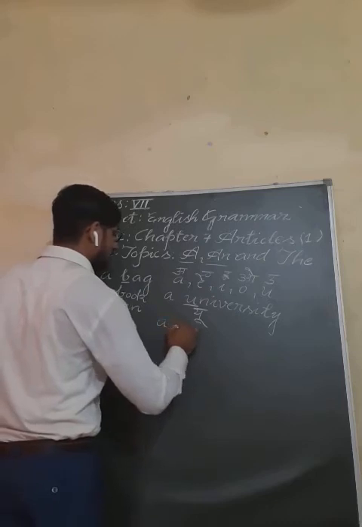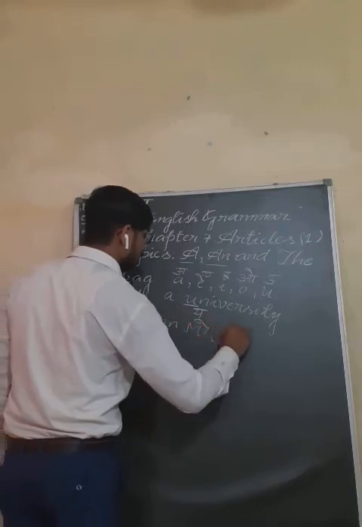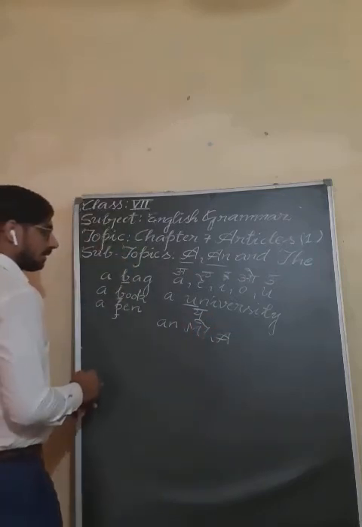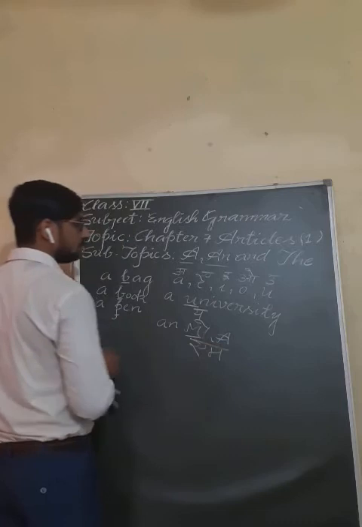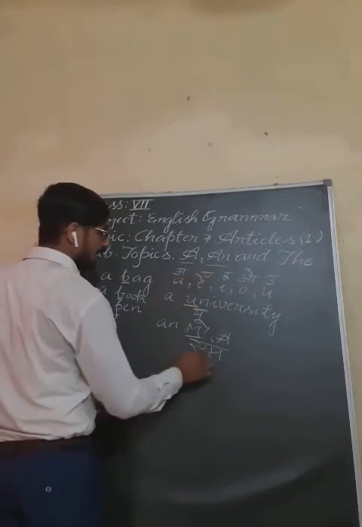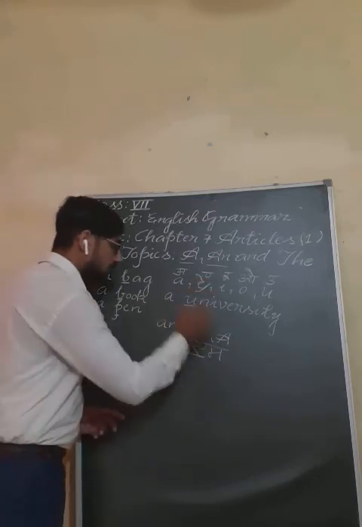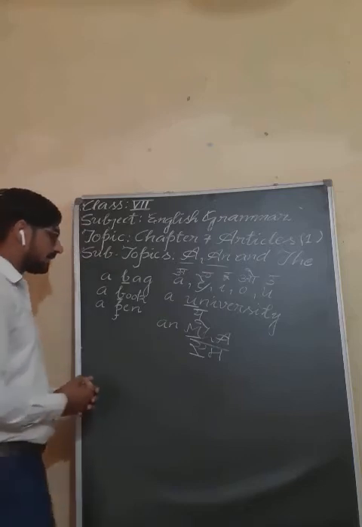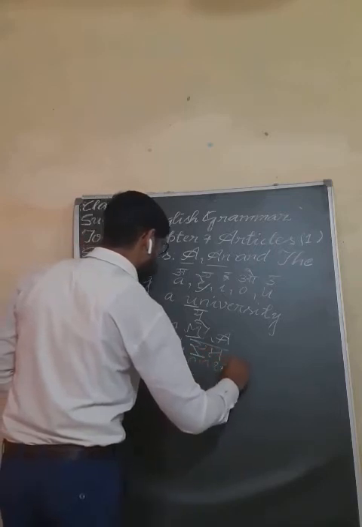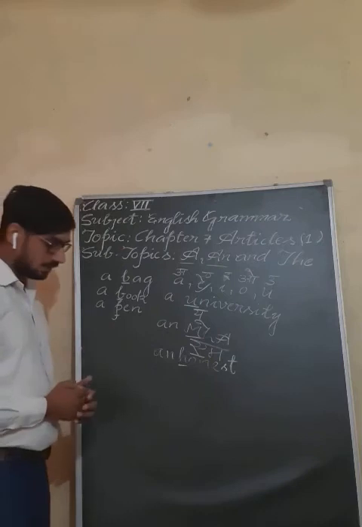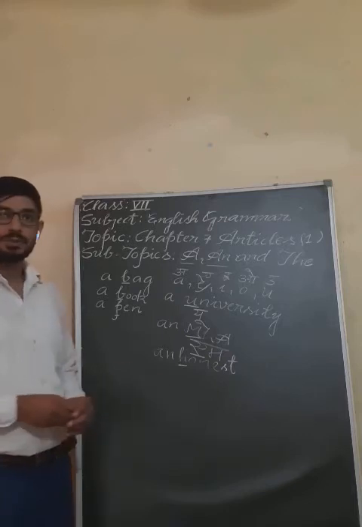Understand? Second example. You are getting here an MLA. Here you are getting M, and according to you, whatever I have written here, the sound of A is what? Vowel sound. So here you will use an MLA. Let us look at more examples. And an honest. Here you are getting H, but the pronunciation is honest. In the same way, an MLA, an honest, an hour, an apple, you can use. Understand?